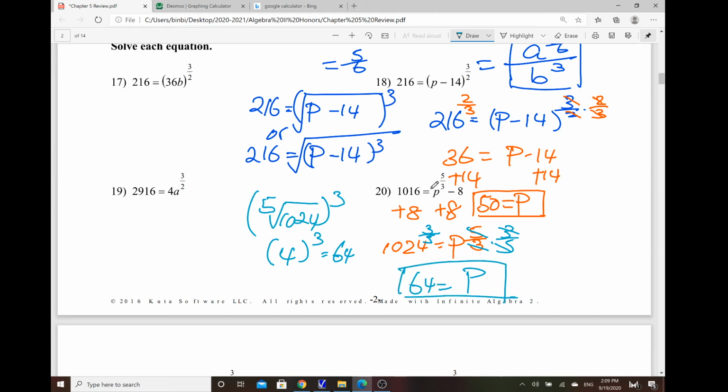And once again, you can always check the work by plugging the number back here. So 64 cube root, which is 4 to the power of 5, 1024. And then minus 8, 1016.